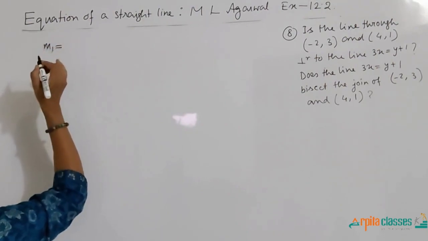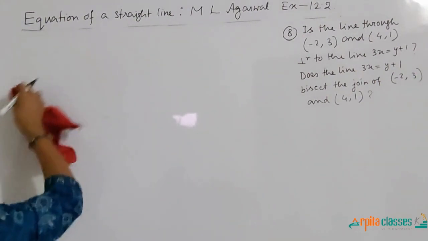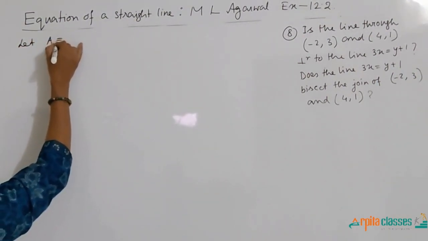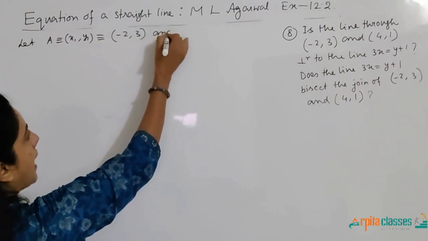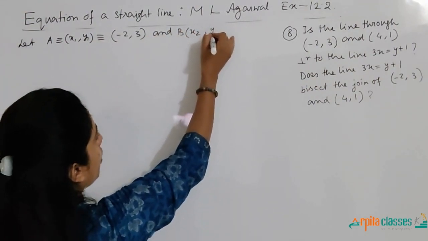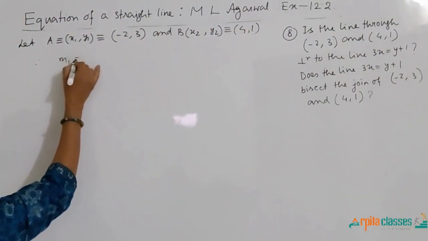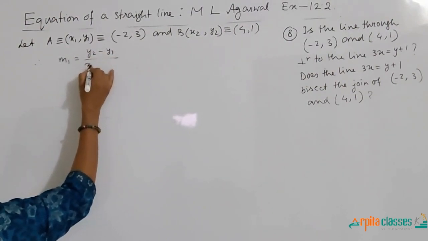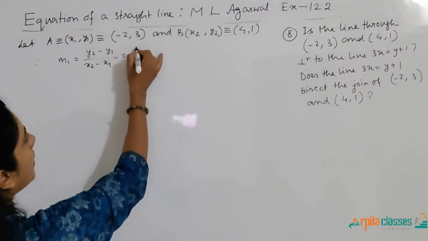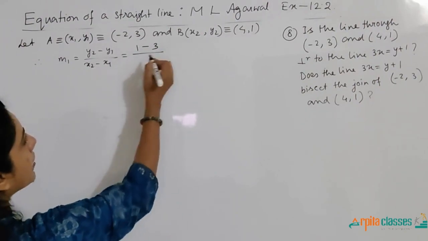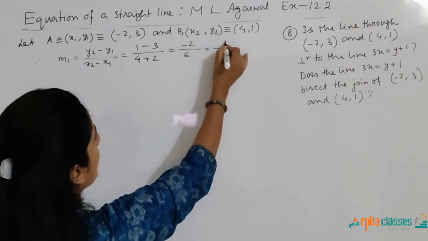Let us name the points. Let A, which is your x1, y1, be (-2, 3), and B, which is your x2, y2, be (4, 1). Therefore, m1 is (y2 - y1) upon (x2 - x1), right? So y2 is 1 minus 3, upon x2 is 4 minus (-2), that's plus 2. So -2 upon 6, which is -1 by 3.